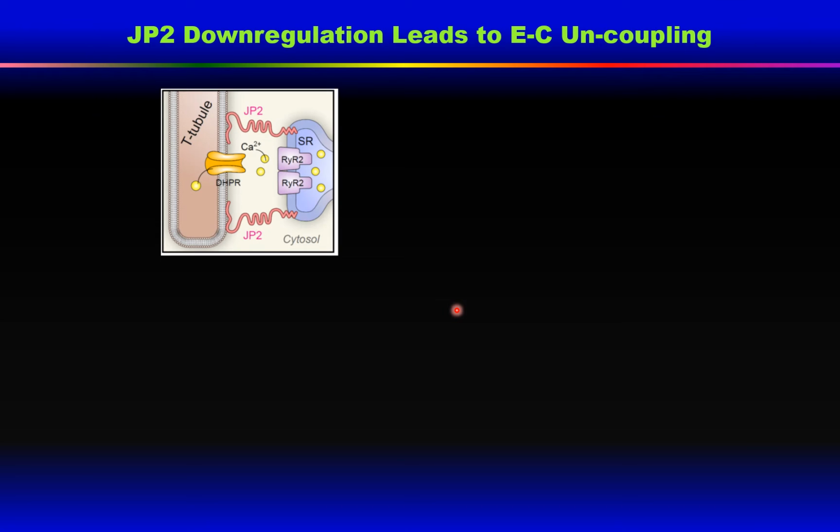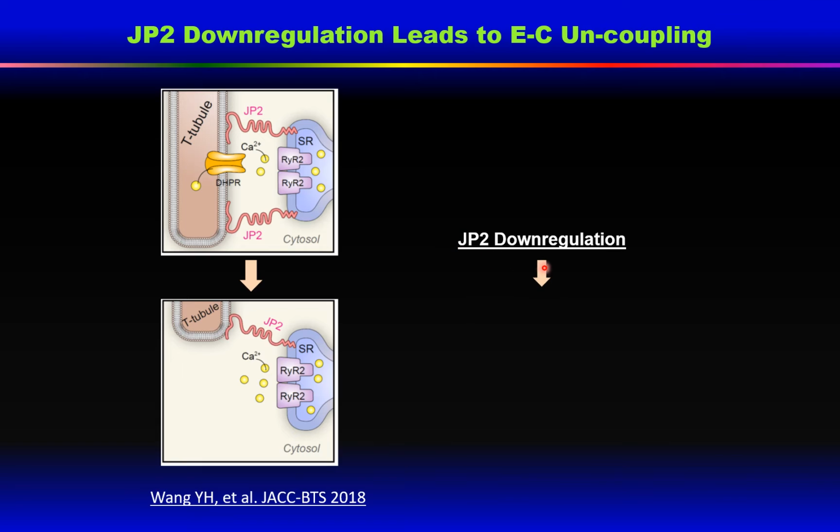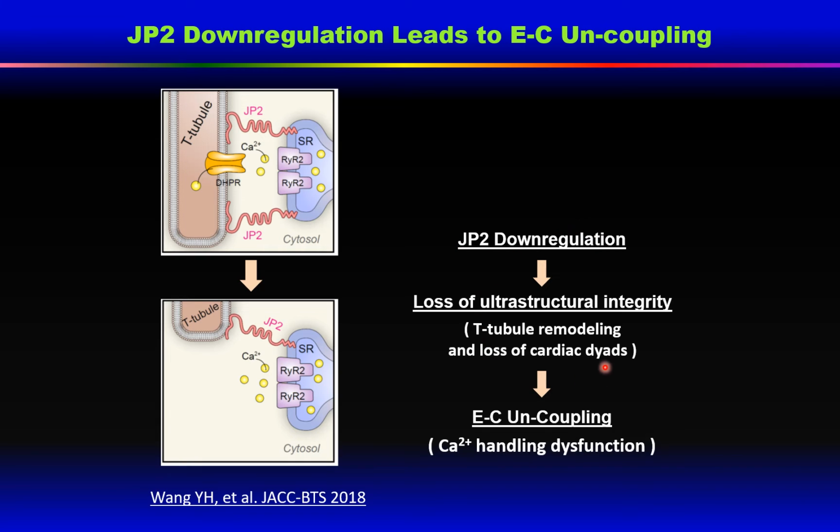We now know that in the event of Junctophilin-2 downregulation, cardiomyocytes will lose ultrastructural integrity, including T-tubular remodeling and loss of cardiac dyads, and therefore develop EC uncoupling and calcium handling dysfunction. Because under this setting, calcium release from ryanodine receptors will lose the local control by L-type calcium channels, which are normally just 12 to 15 nanometers away.